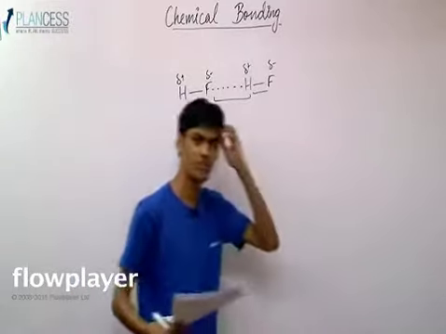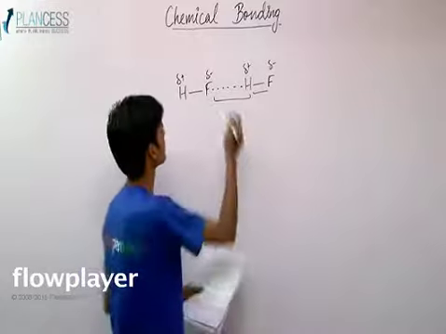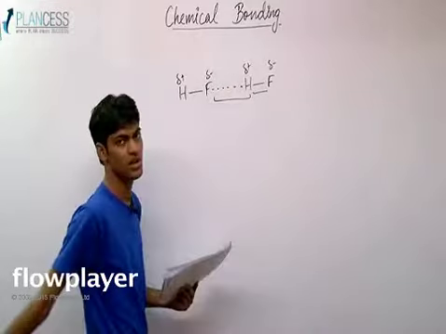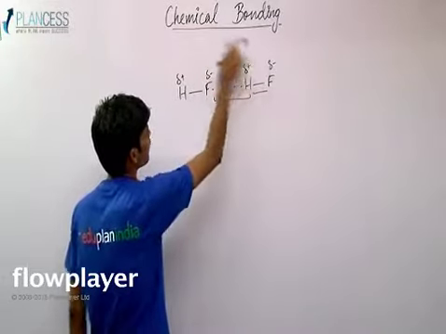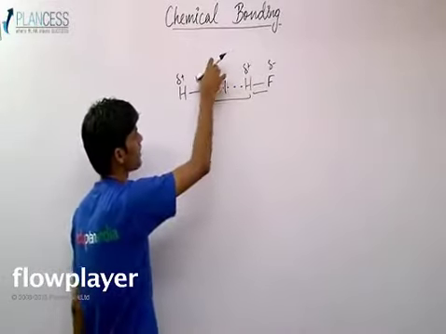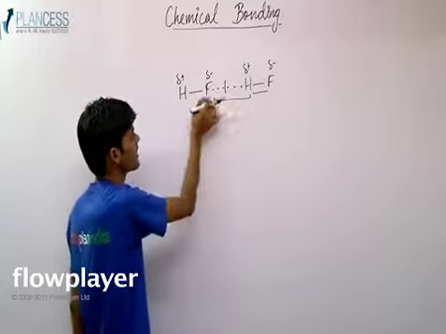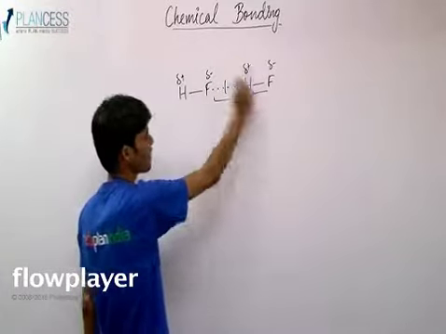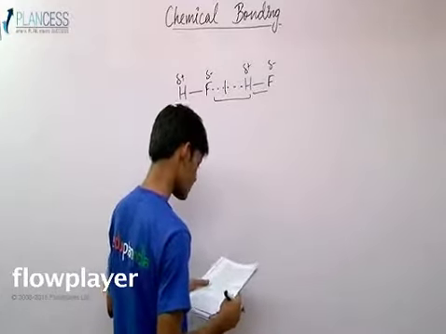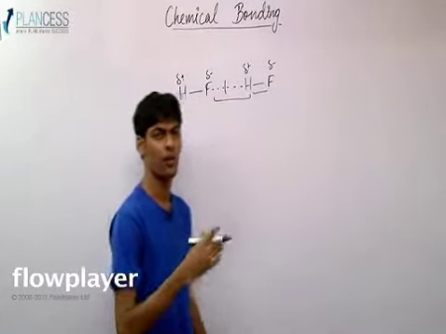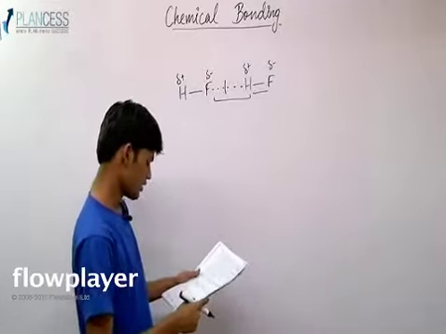The strength of H bond. The strength of an H bond is less than that of a covalent bond, because it is a form of dipole-dipole interaction. This is a dipole generated, this is also a dipole generated, and this dipole-dipole interaction causes the formation of the H bond. So it lies somewhere between 5 to 10 kilojoule per mole.